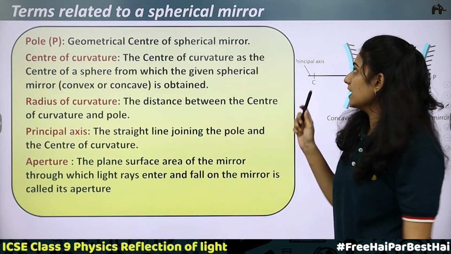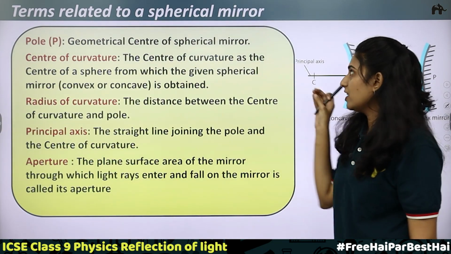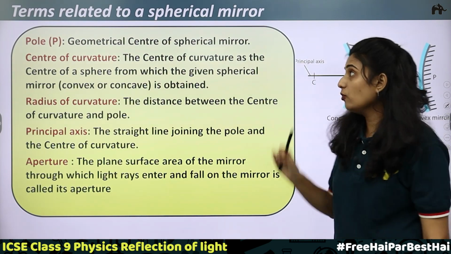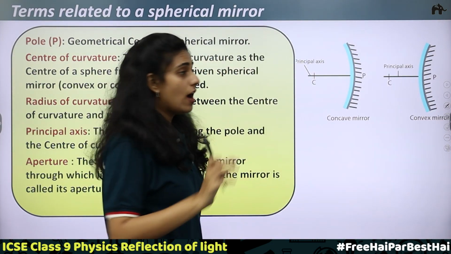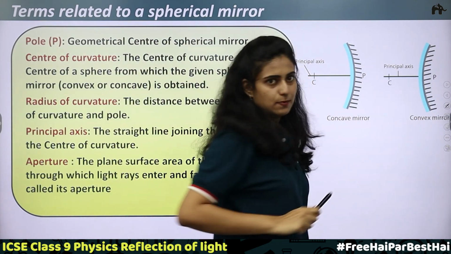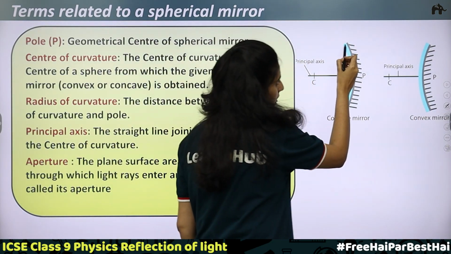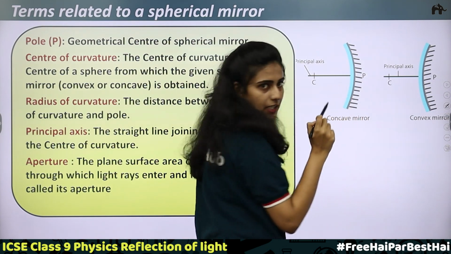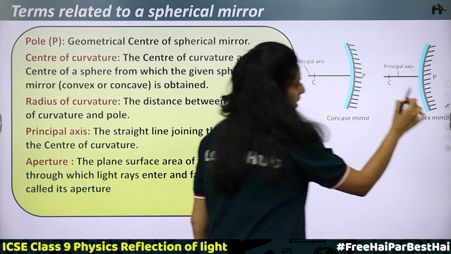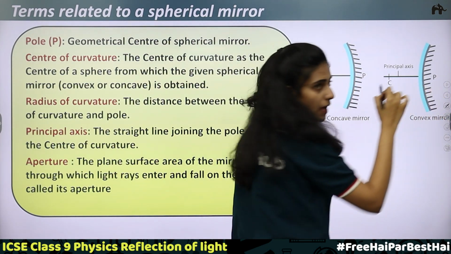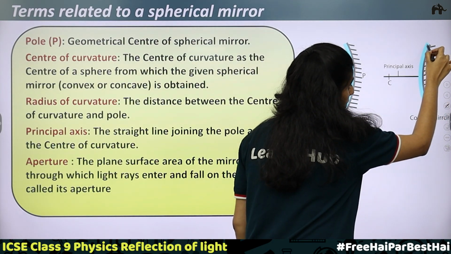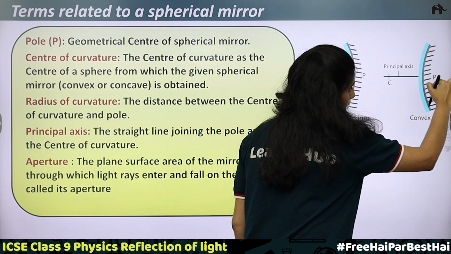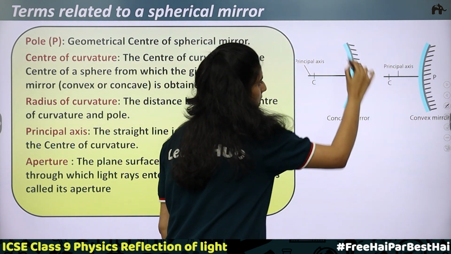Terms related to a spherical mirror. So we have understood what a spherical mirror is and what the two types of spherical mirrors are, concave mirrors and convex mirrors. So we know how to represent a concave mirror and a convex mirror. In case of a concave mirror, you will be putting these lines at the back side. Here in the convex mirror, this is also at the back side, but here the bulging part is the reflecting surface. Here the hollow part is the reflecting surface.